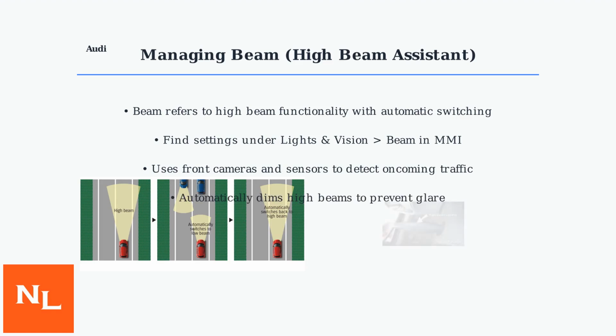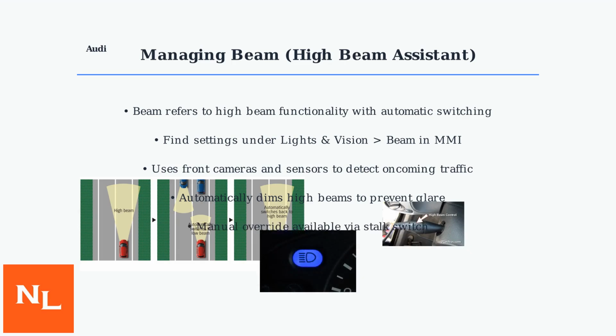It dims the high beams to prevent glare, and on matrix LED models, creates a corridor of light around obstacles. You can manually override this with the stock switch, and the dashboard indicator shows the current state. Studies show adaptive beams reduce nighttime fatalities by 8%.